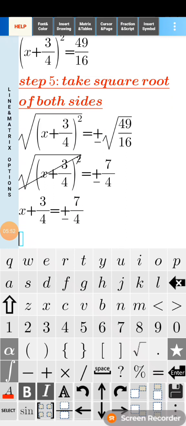So now my step 5. Let me write step 5. Should I write step 5 and step 6? The next step here for me is to take the 3 over 4 to the next. Okay, let me write it out so we can get it clear.